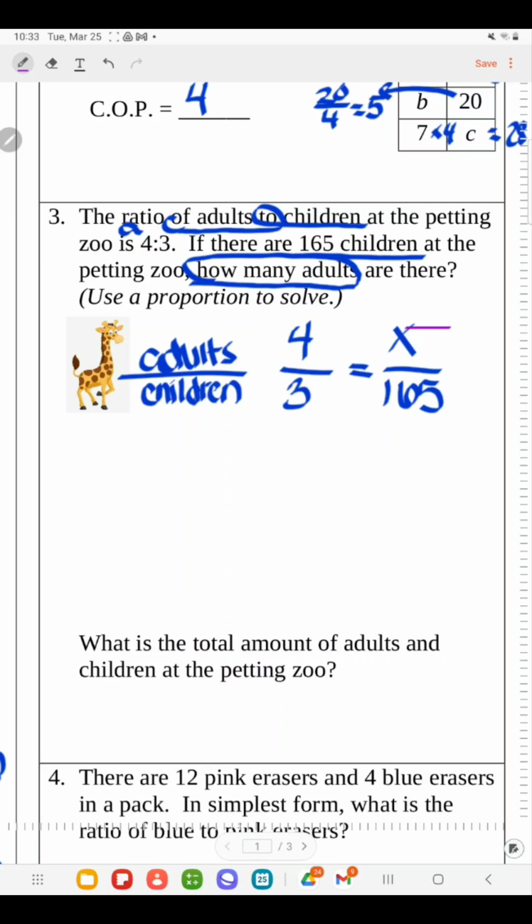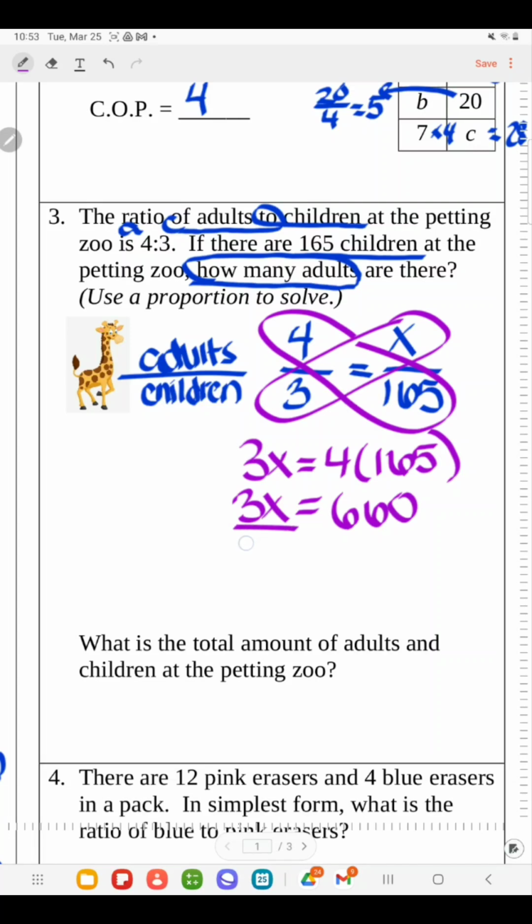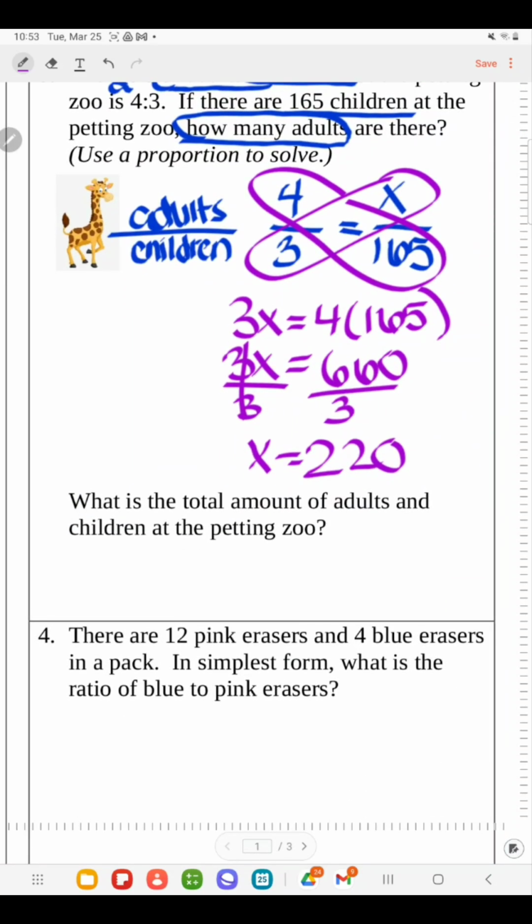And we cross multiply to solve. 3 times x is 3x, and 4 times 165 gets you 660. And that equals 3x. And then to get rid of that 3, we're going to divide both sides by 3, getting us x equals 220. And that was our answer. Our x was up here for adults. So what is the total amount of adults at the petting zoo? 220 adults.